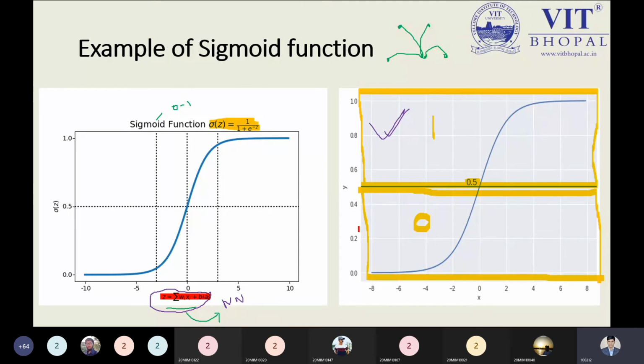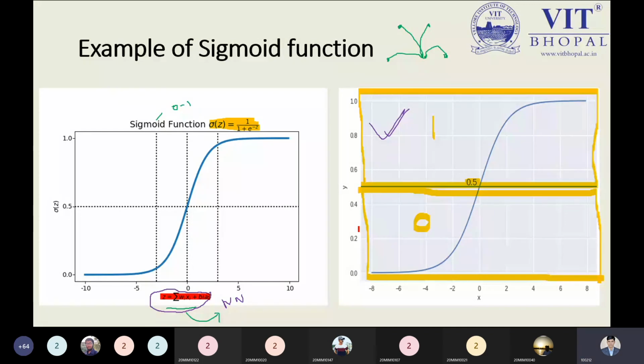And what is the formula? Sigmoid function sigma of z equals 1 upon 1 plus e to the power minus z, and this z contains the input values. How are we getting this input value? Our formula is z equals the summation of wi into xi plus bias, where wi and xi are the weights and inputs of our neurons. That part we will see in the neural network, but today you have to keep this in mind.